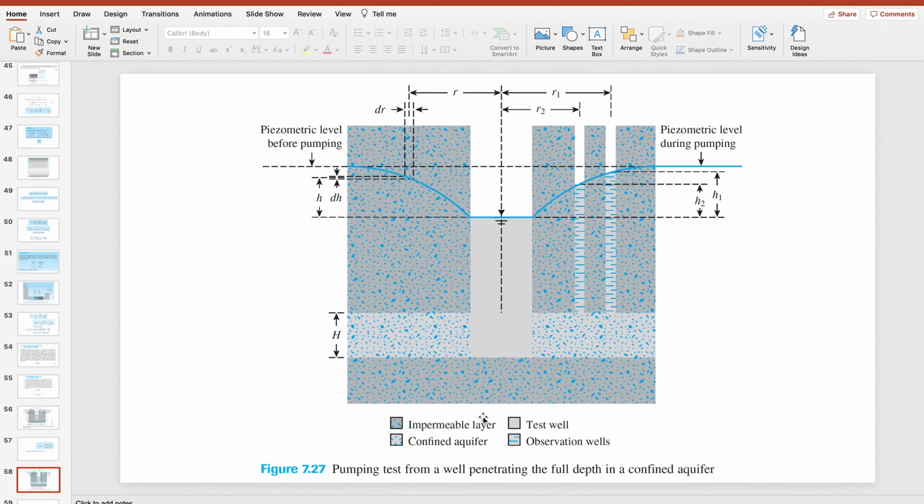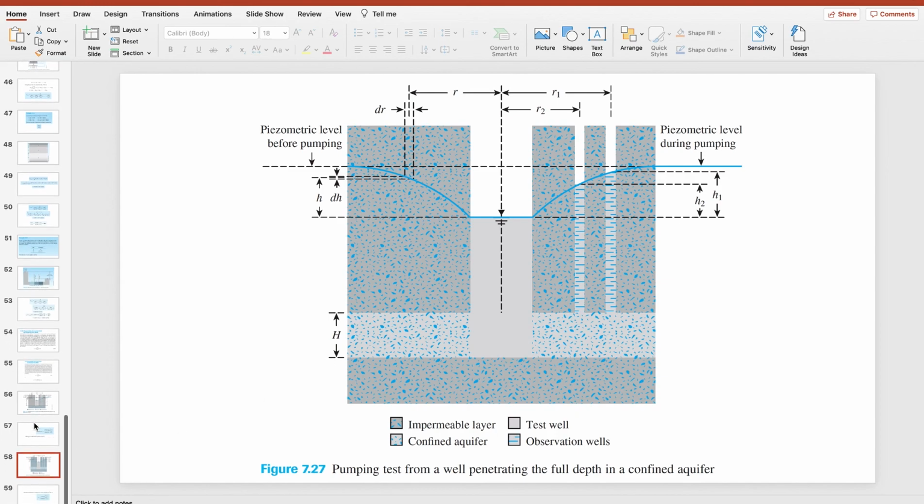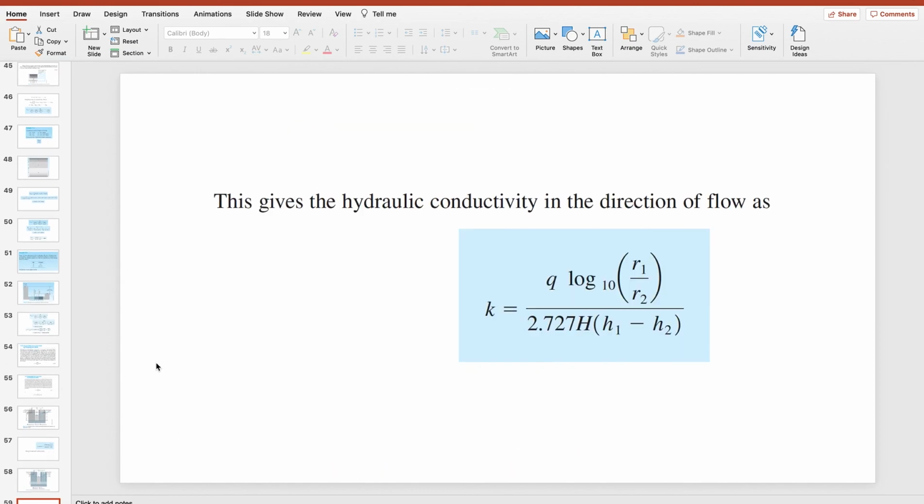Nasusundan ba? So this is our piezometric level before pumping out water, and pag nagpump na ng water, this is the change in H. Okay? So that sums up our discussion for permeability.